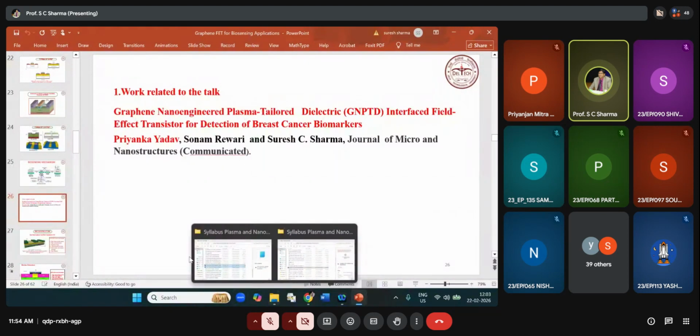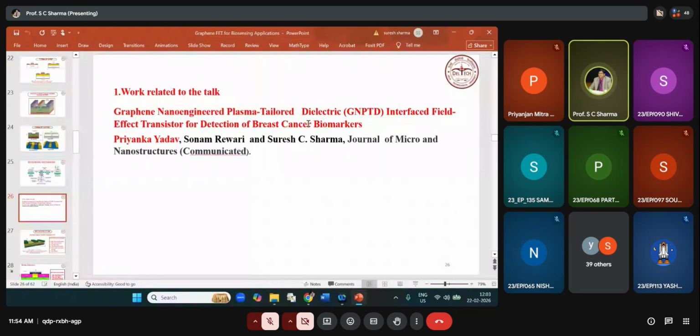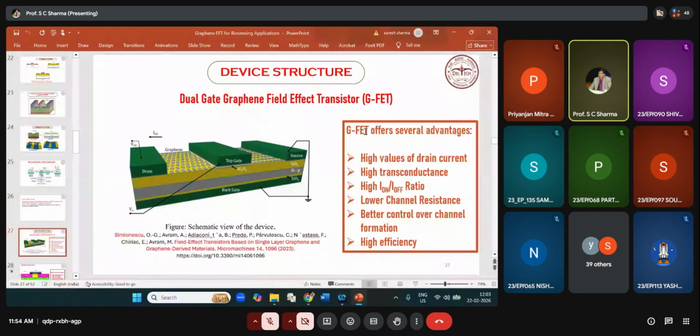Now this is in fact work my students have done: graphene nano engineered plasma tailored dielectric interface field effect transistor for detection of breast cancer biomarkers. So this is drain, source, and this one is graphene as a channel. Okay, back gate. This is top gate. So this is dual gate.